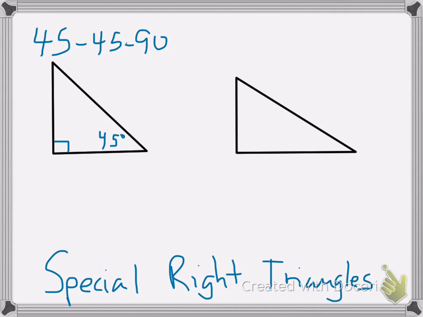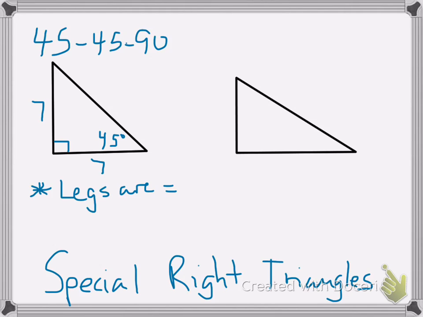Now here's the relationship that exists in all 45, 45, 90 triangles. Because it's isosceles, meaning it has two congruent angles, it also has two congruent sides. So the legs of this right triangle are equal. So in a 45, 45, 90 triangle, the legs are equal. And that means if this side is 7, then this side is also 7.